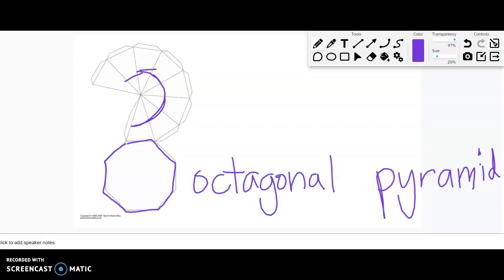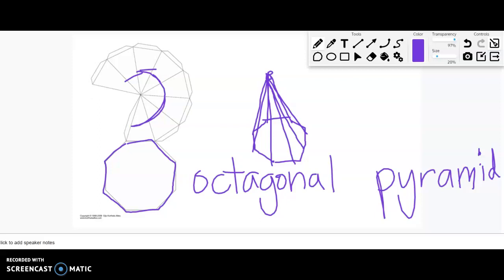Okay, I'll try and draw it. It's not going to be a great drawing. You don't have to draw it, but just to give you an idea, it's going to be an octagon on the bottom and then come up to form a point. All right. Whew, that was a very strange octagonal pyramid. Hopefully you get the idea.